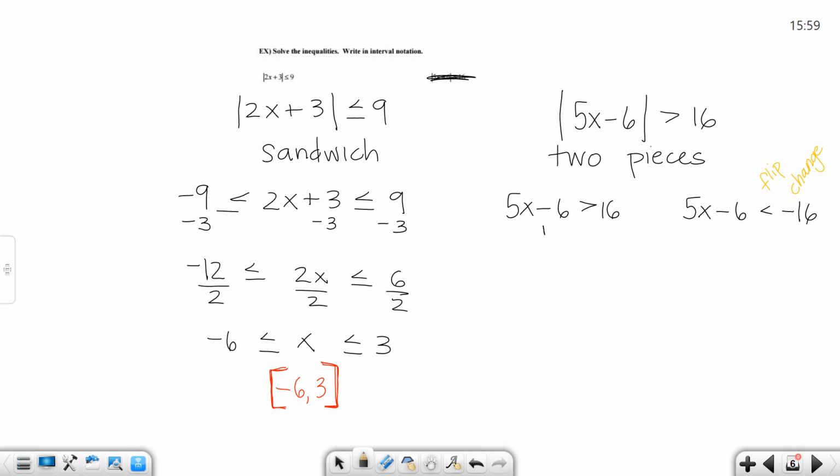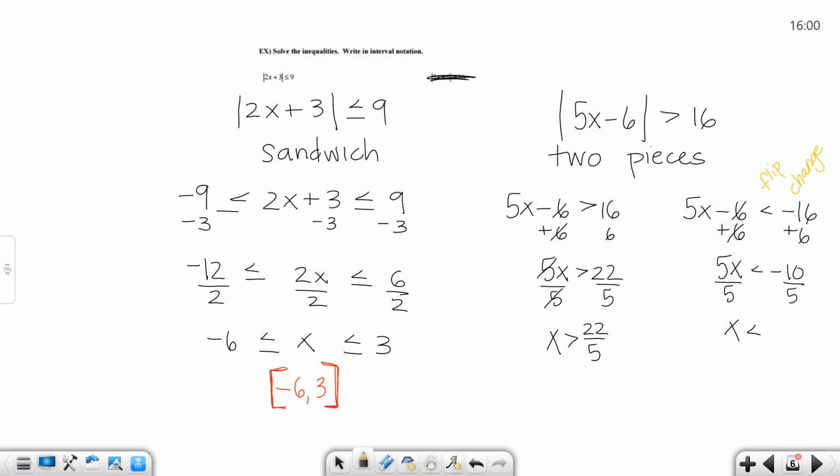So I'm going to add 6 to both sides here. And so 5x would be greater than 22. I'll divide by 5. And x is greater than 22/5. Sometimes you will get some ugly numbers. I'll solve this one out as well. I'll add 6 to both sides. So 5x is less than negative 10. I'll divide both sides by 5. 5 is a positive number, no flipping. And x is less than negative 2.